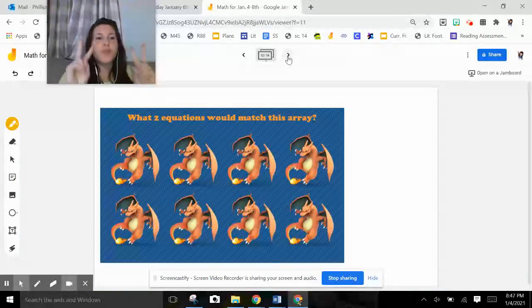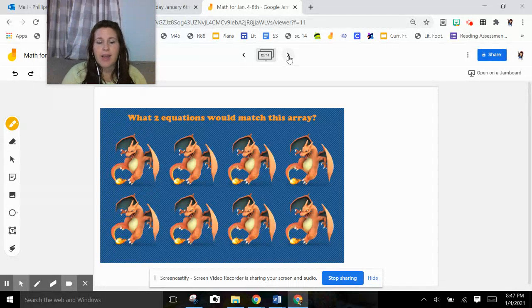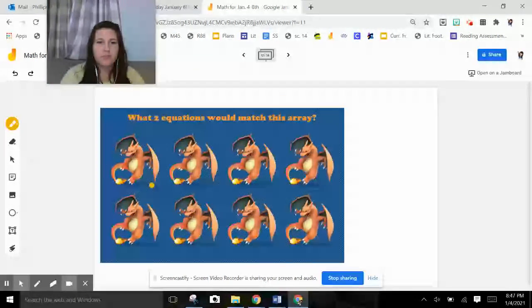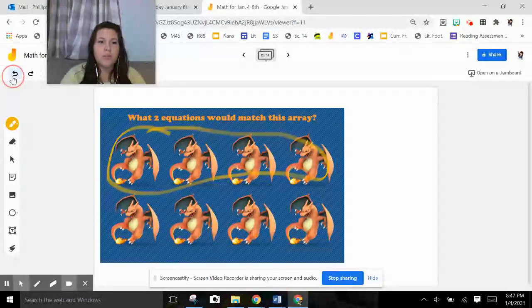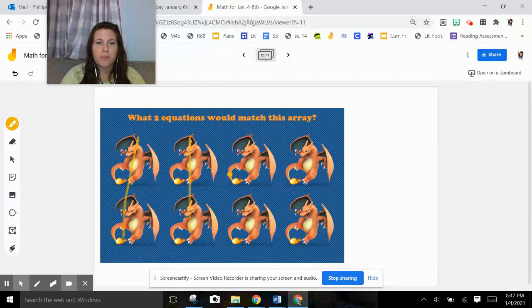All right, so it says, what 2 equations would match this array? So we've got an array of Charizards. I think I'm saying that right. Miss Acton doesn't know a lot about Pokemons. I think it's Charizard is how you say his name. It says, what 2 equations would match this array? So remember, we're going to add the rows, which go side to side, and then we're going to add the columns, which go up and down, up and down. So let's do the rows first. So row number 1 has 1, 2, 3, 4 in it. And since the second row matches it, we don't need to count them. We know it's automatically 4.